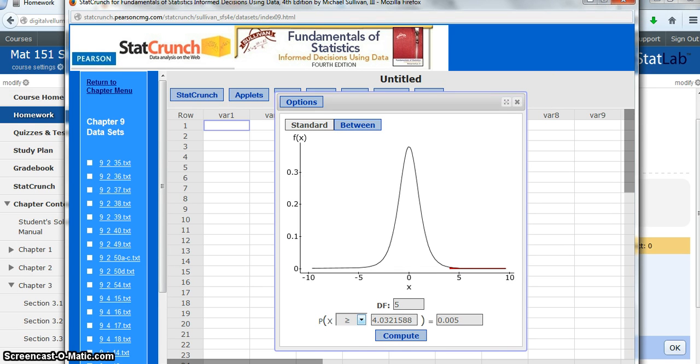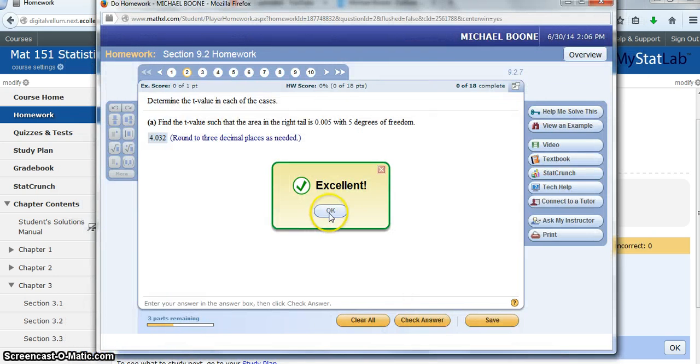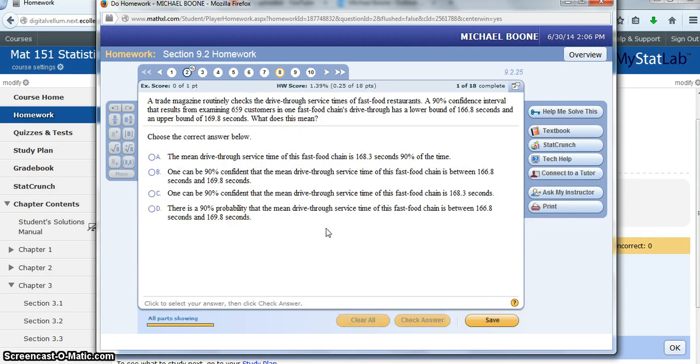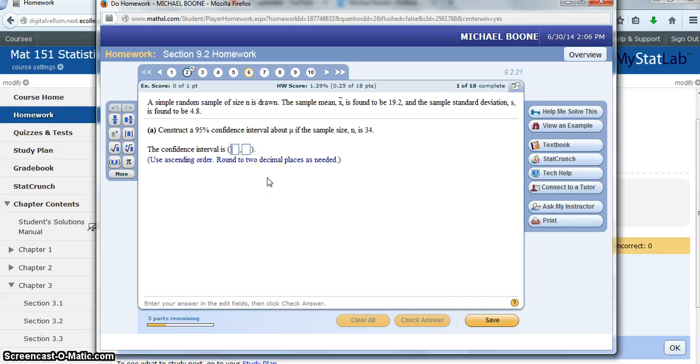But let's go back to our homework and let's look at these confidence interval things. When you're doing a confidence interval for a mean, here I'm 90% confident, so I have 659 customers. Oh, and they're actually giving us a confidence interval here, so that's cool. That's a different type of question. Clicked on the wrong one. Here's how we create a confidence interval. So this one's asking for a 95% confidence interval.